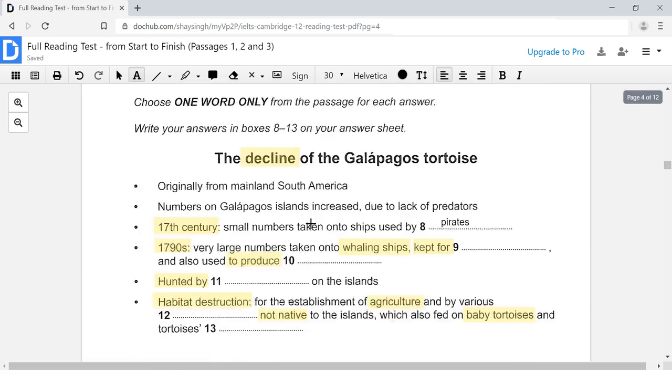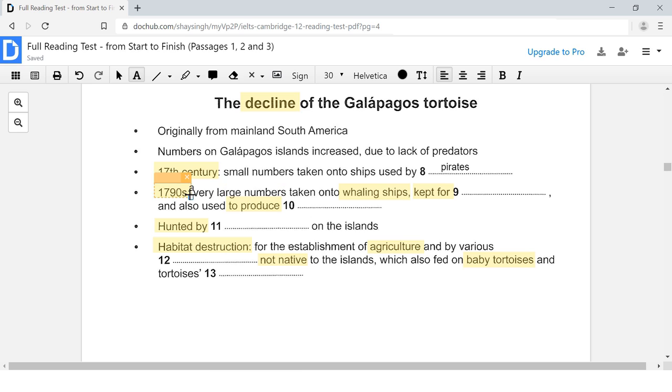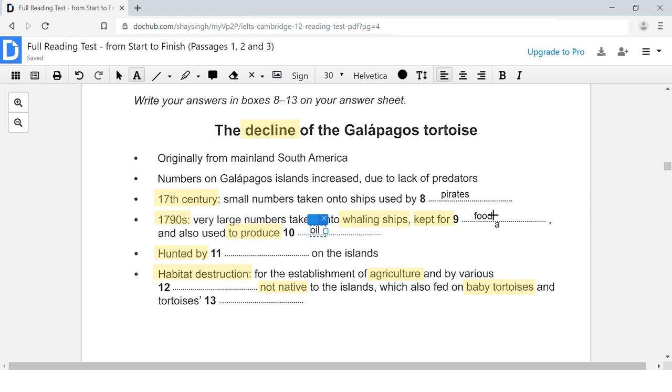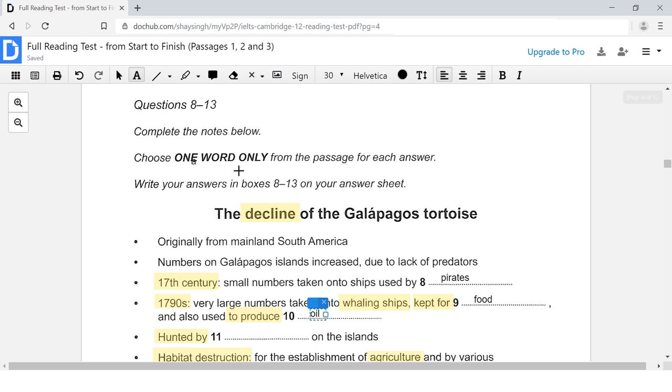So let us go ahead and fill that in as our answers. Very large numbers taken onto whaling ships kept for what? For food. Also used to produce what? They were processed into oil. Notice I don't say high-grade oil. I don't say food supplies, even though that's what is said in the passage. I don't say that because here we can only have an answer that is one word. One word only.